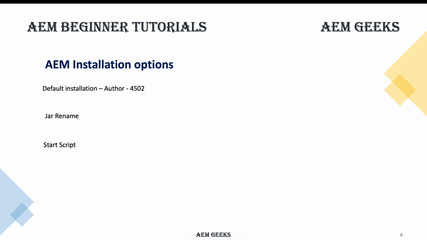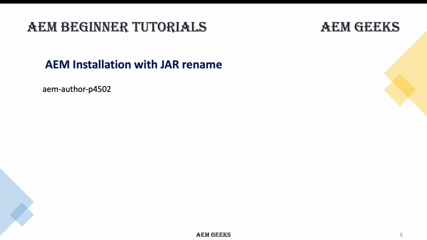Another one is you can have that jar file and rename that jar. Just rename and double click. Based on the name of that jar, it will behave in a specific way, either author or publish, and on a specific port. Another one is a start script. You can install that using the start script, and that start script is ideally used to start and stop that instance. I'll let you know how.